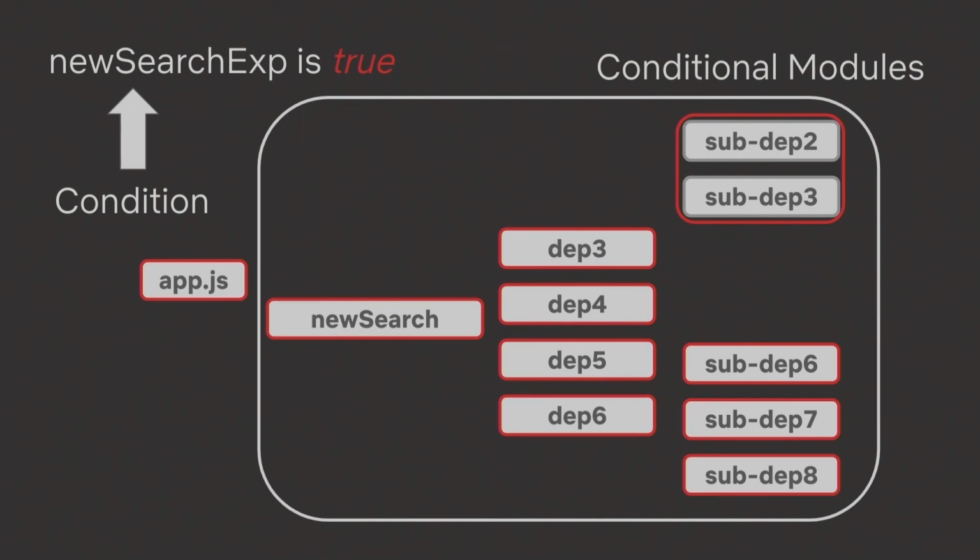But doing this, we came across several terminologies like, what is a conditional module? What's a conditional dependency graph? What exactly is a condition? I'll try to explain that with this example. In this case, app.js should include new search only when the condition, which is the new search experience, is true. So we consider the new search experience Boolean value as the condition. And all the dependencies and sub-dependencies, including the component new search, become a conditional module for us. Essentially, app.js can only import new search when the condition is true.